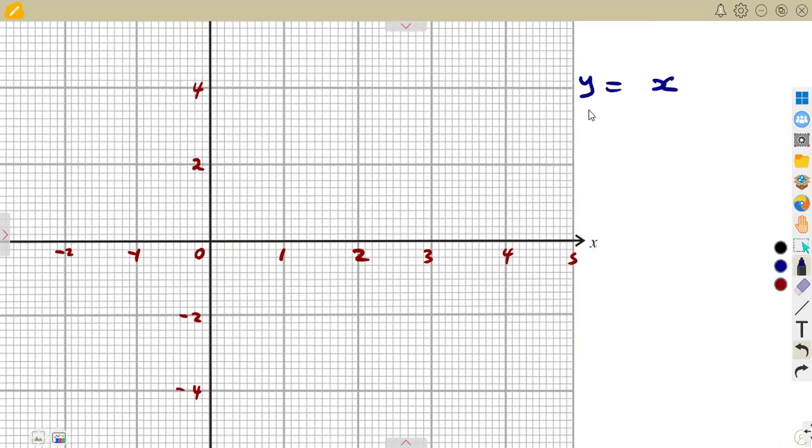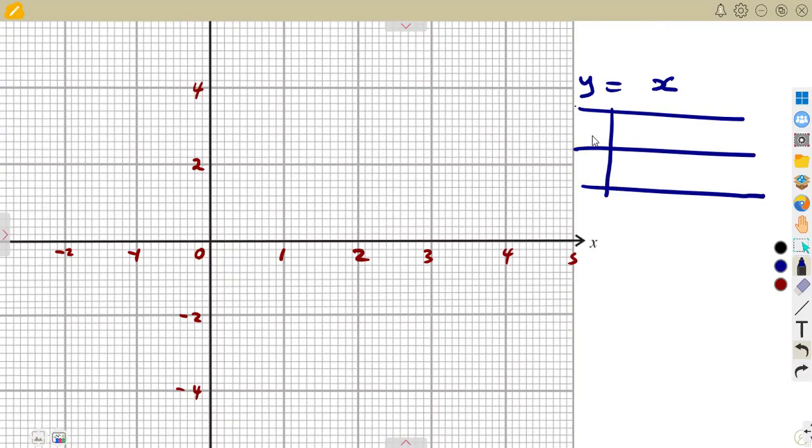Remember, the line y is equal to x. This is our line. Let us say for our table values, the table values are not going to change.